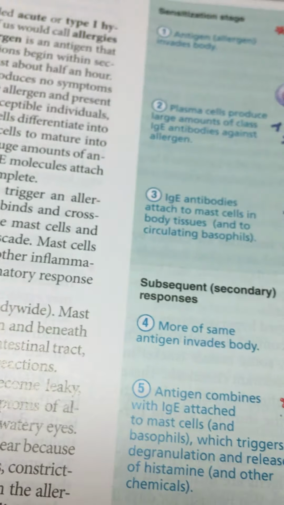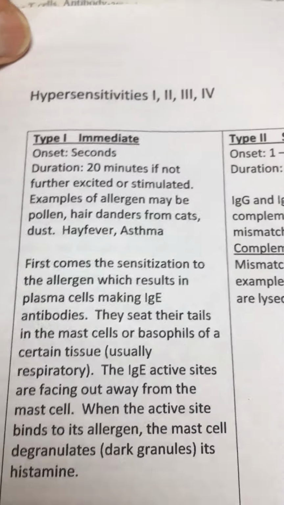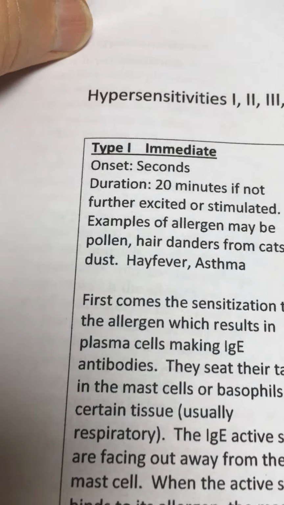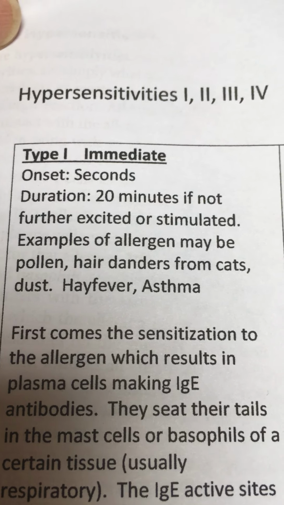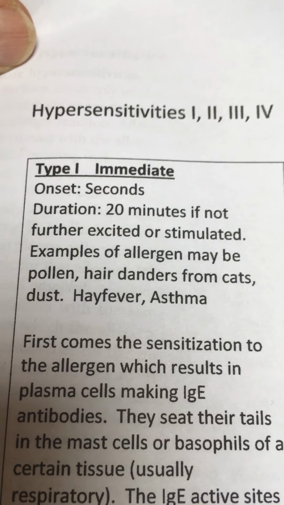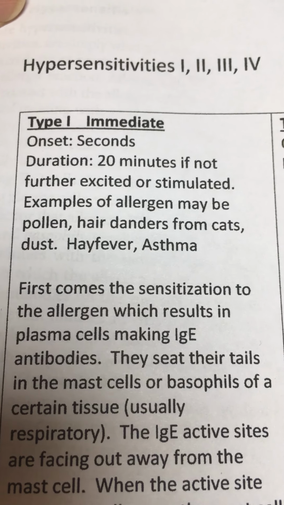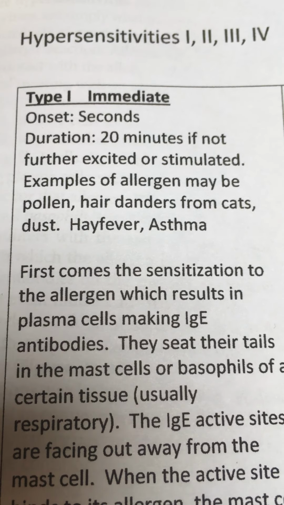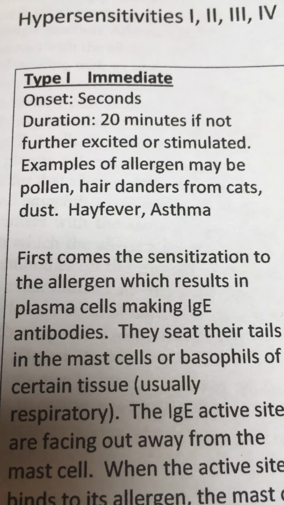I have a handout for you at this time, and looking at it in the landscape mode here, we have type 1 hypersensitivity. Onset is seconds, and duration is about 20 minutes if there's no further excitation or stimulation. And I'm presenting here the idea that it could be pollen, hair danders, hay fever, asthma type things.